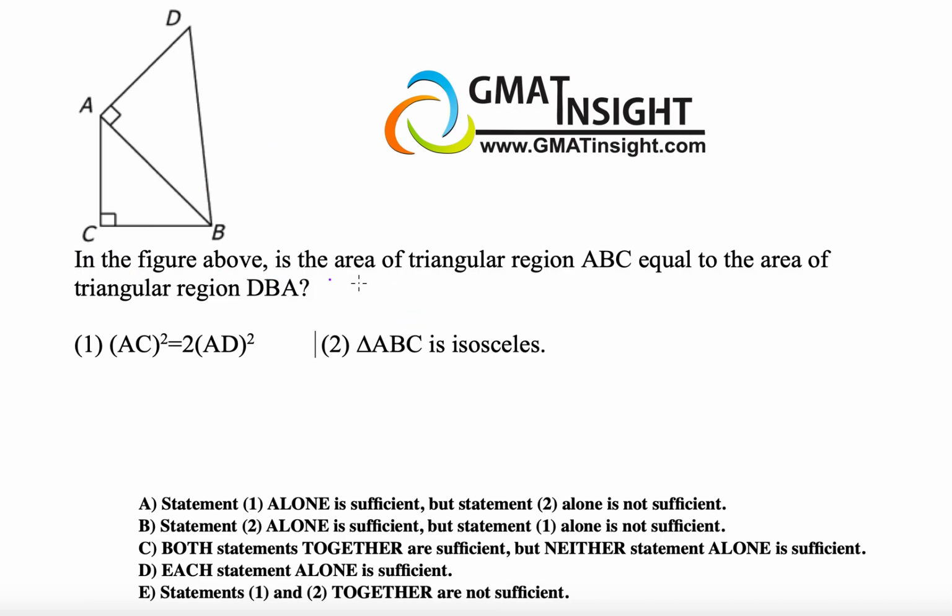In the figure above, is the area of the triangular region ABC equal to the area of the triangular region DBA? So we have to find out whether these two areas are identical or not. So let's quickly check.